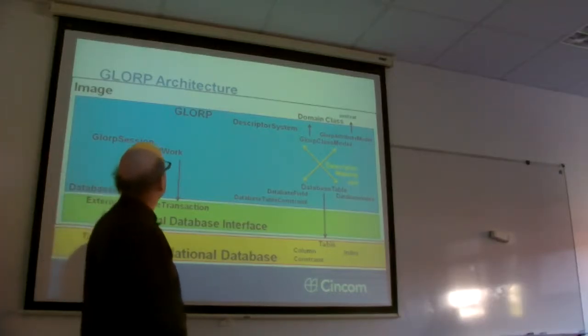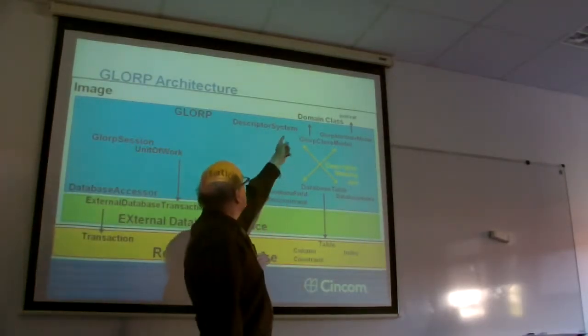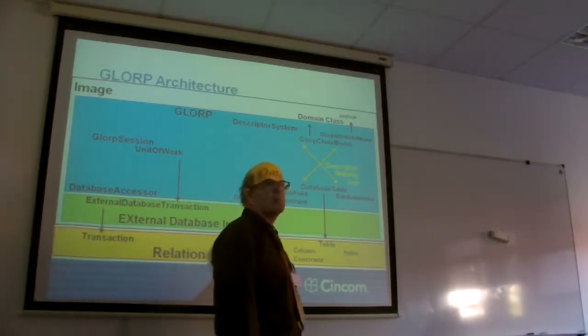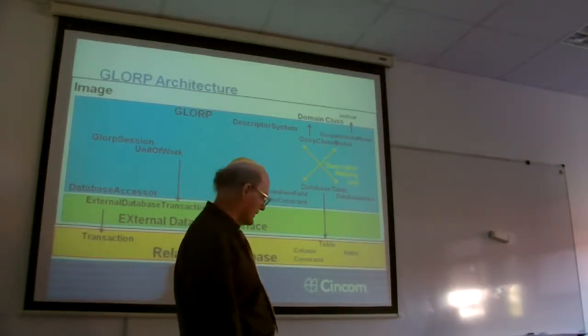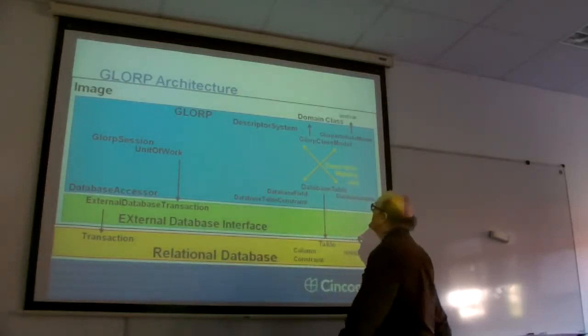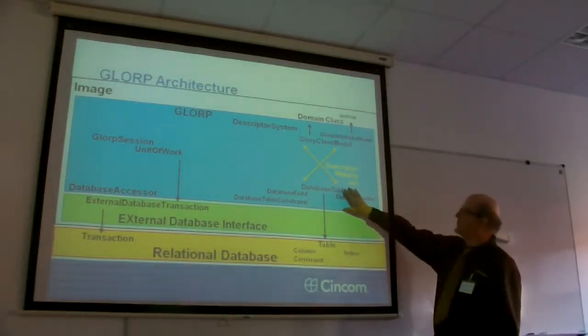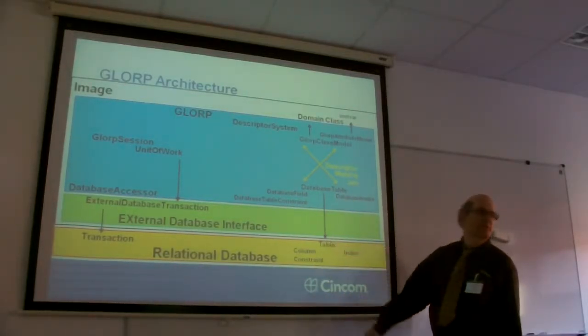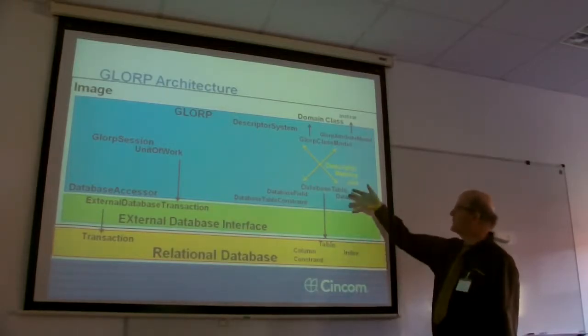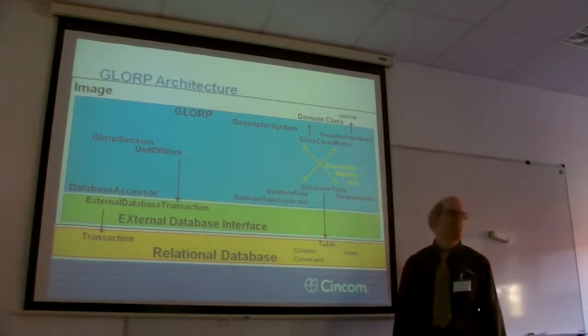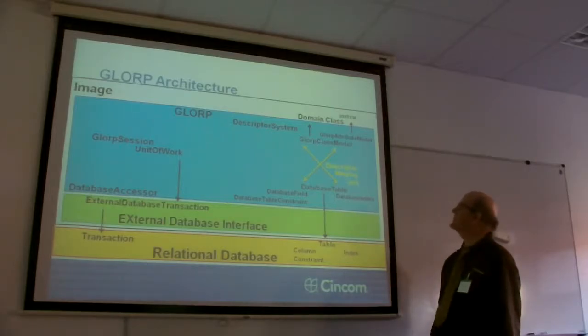Over here, our domain classes, obviously GLORP has to model the top and the bottom of this. Let me get on the other side so I'm not in your way. So at the bottom, it's got to have a model of your tables, your columns, your constraints, and your indexes. So you just have that, of course, database table object with its various other objects that relate to it.